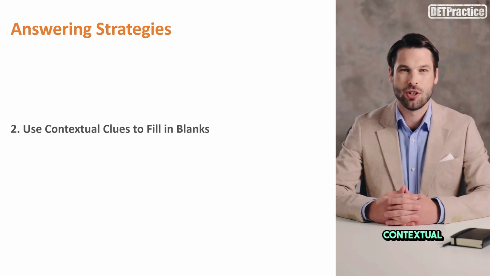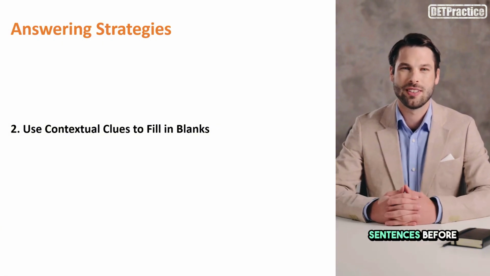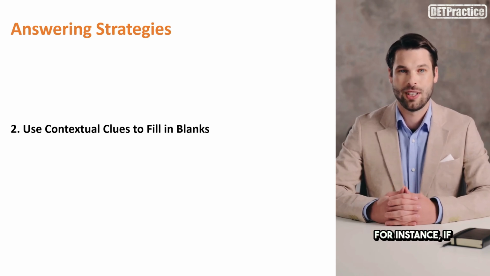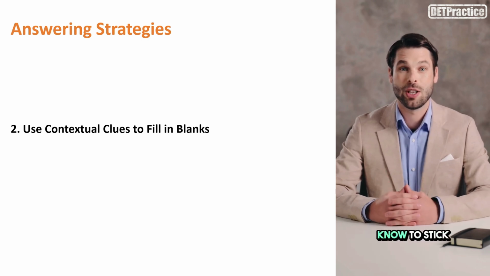Next, use contextual clues to figure out those blanks. The surrounding text is full of hints. Look at the sentences before and after each blank to pick up on the meaning, grammar, and logical flow. For instance, if the passage is about something that already happened, you'll know to stick with past tense verbs. Also, watch for clues like whether a noun should be singular or plural. It all helps you deduce the right answer.